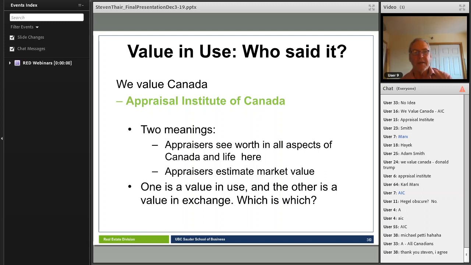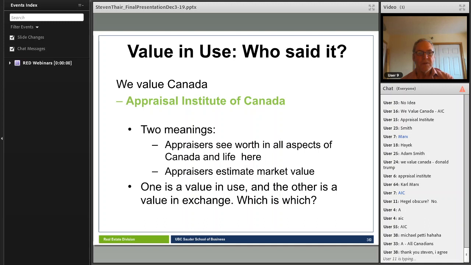We are admitting that we have values which color the way we see the world and what we put meaning into. And then there's the other meaning, namely that we estimate the market value.